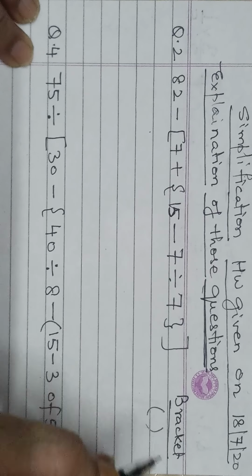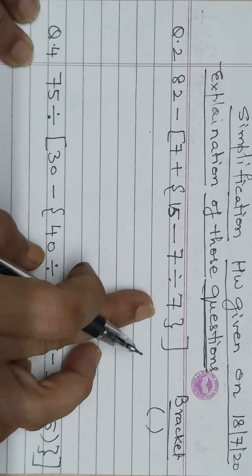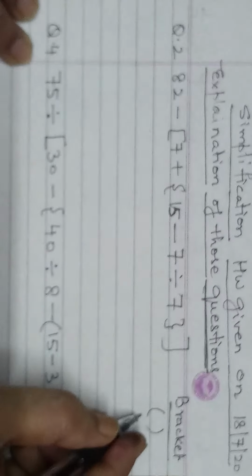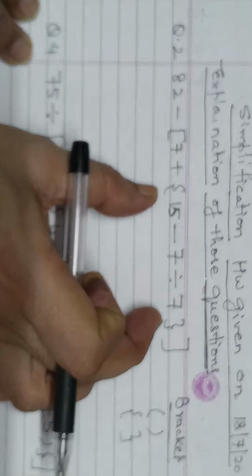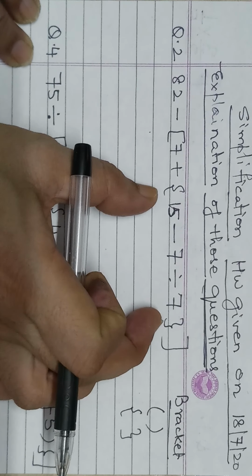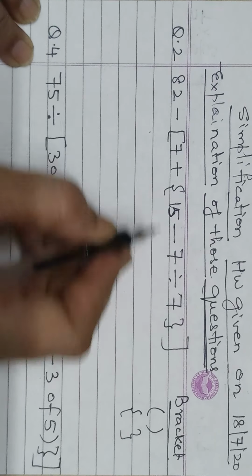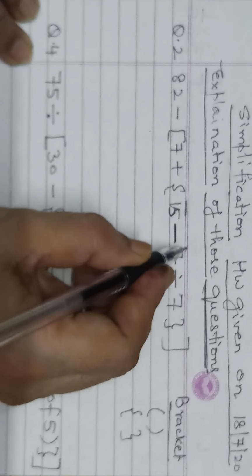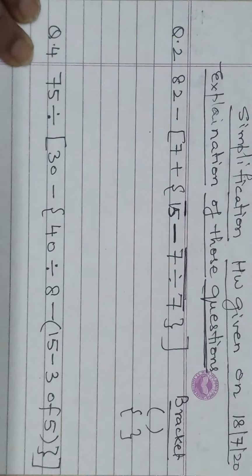Now this small bracket is not there in this question. The next comes this curly bracket which we need to solve. Here we have a curly bracket. Now this is the question inside the curly bracket, and if you look at the question very carefully you will find that this big question is having two parts. One part is this and another part is this, because it is separated by a minus sign.